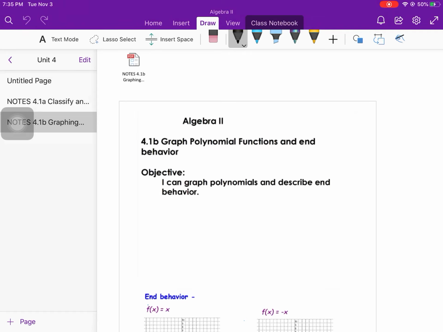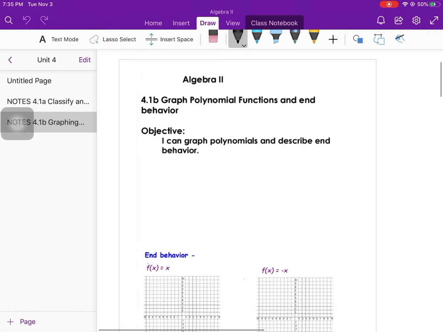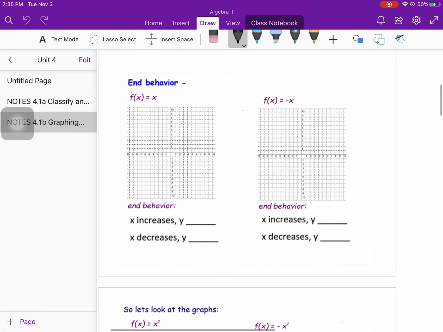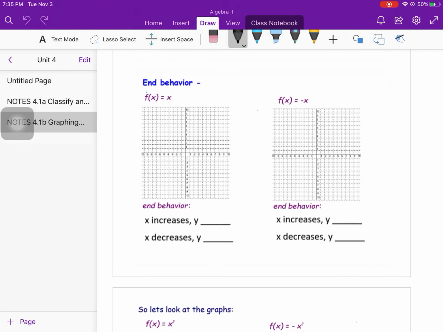Hello, welcome to video number 2. This is 4.1b, where we're going to graph polynomial functions and learn about end behavior. Okay, so we're actually going to start out with the end behavior part because that's going to help us graph.